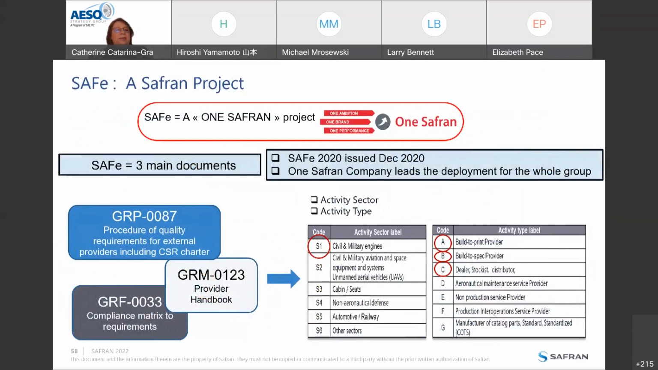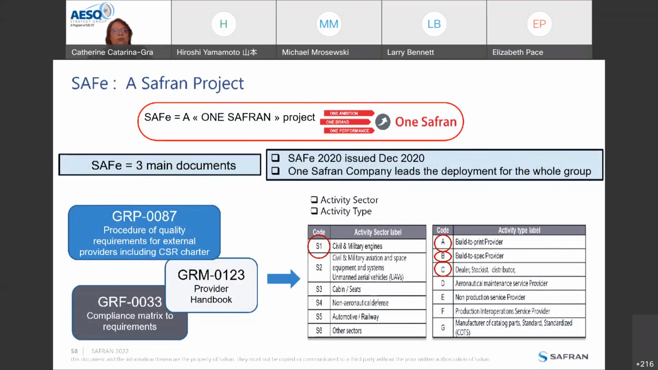So what is SAFE? It's a One Safran project, as mentioned before. We have some main documents: our procedures, a matrix of compliance, and a big manual, which is a provider handbook. SAFE is divided into activity sectors and activity types.